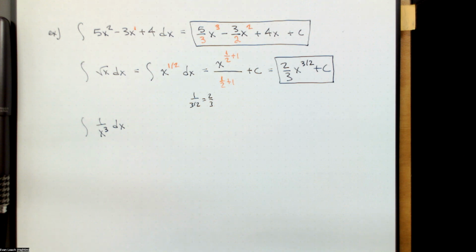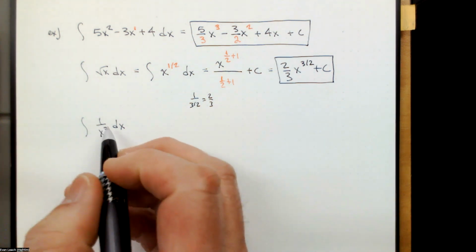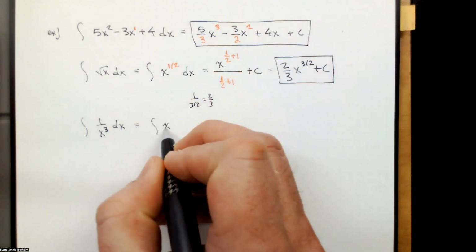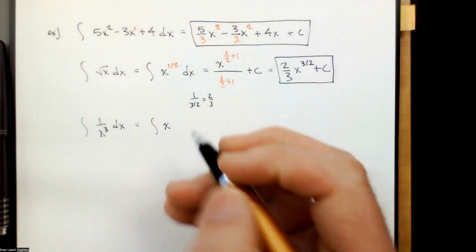So all the tricks that we did with derivatives are tricks that we're going to do with integrals. If I have 1 over x to the third, we're going to read this as x to the -3.